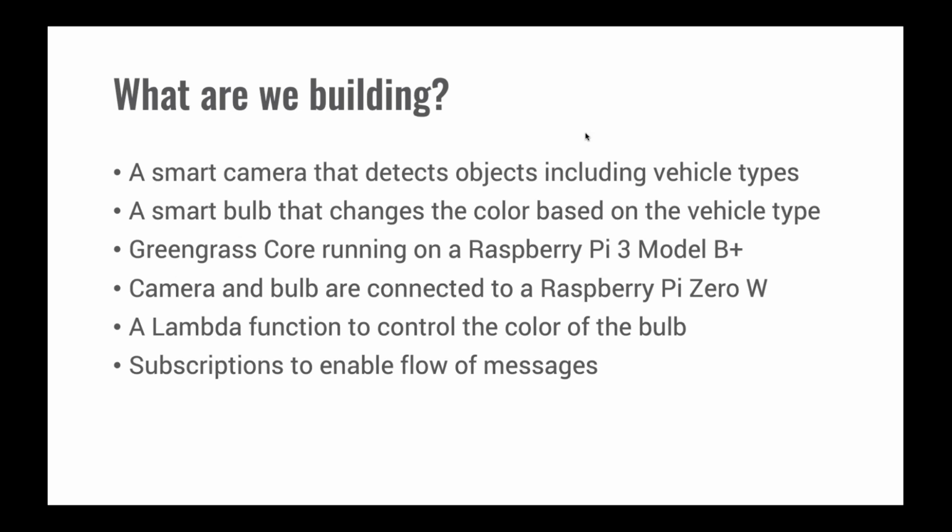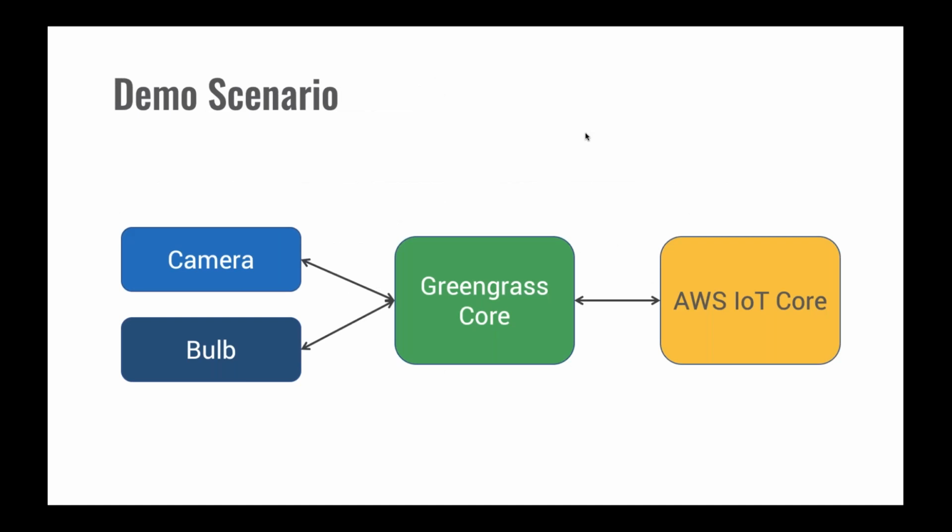Now coming to the topology, there are two Raspberry Pis. So one Raspberry Pi is responsible for controlling the camera. That's where the machine learning model runs, which is based on object detection. And then there is another Raspberry Pi Zero W. It's a tiny device, and that is responsible for controlling the bulb, the smart bulb.